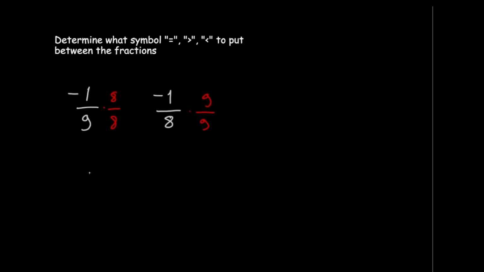And now here we get 8 over 72, and on the right we get 9 over 72. Now here we can see that 9 is greater than 8, but remember we have negatives, so you can put the negatives in now. When you do that, negative 8 is actually bigger than negative 9. So here we get this.